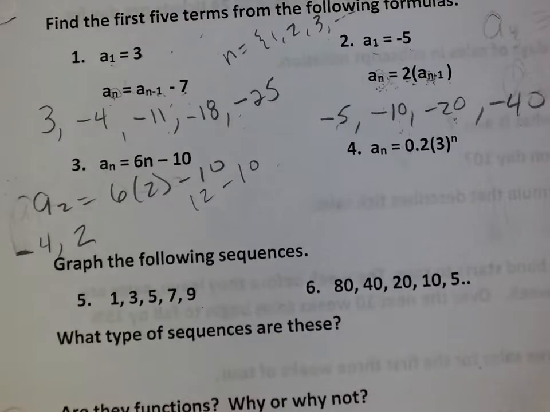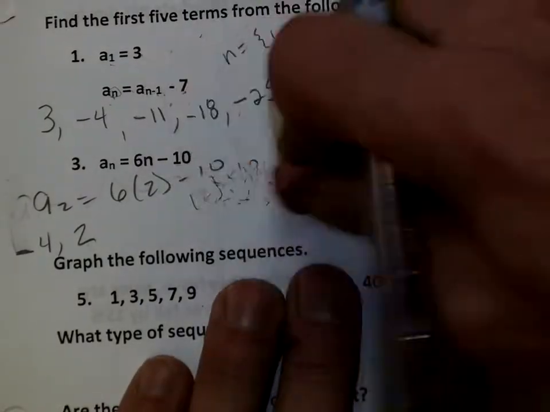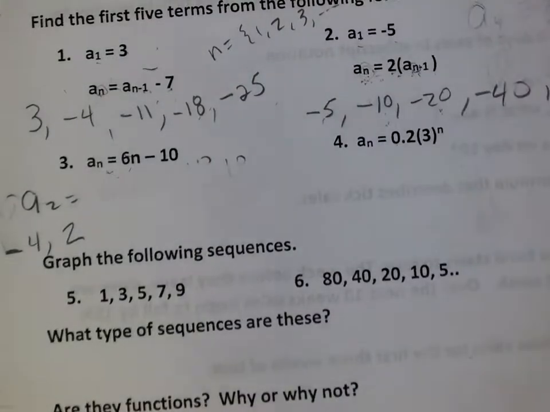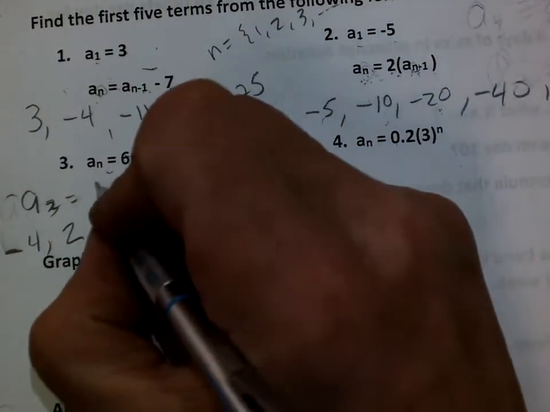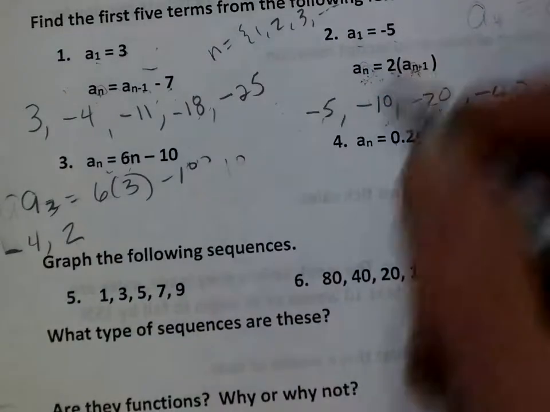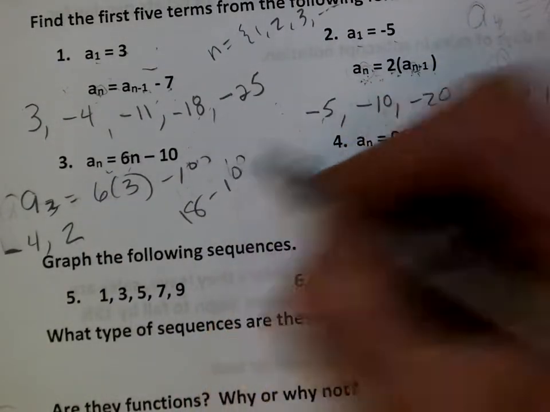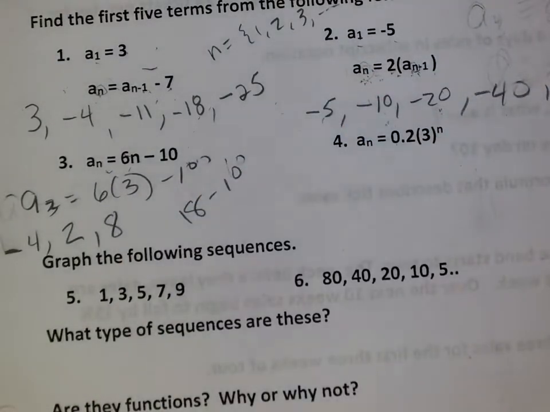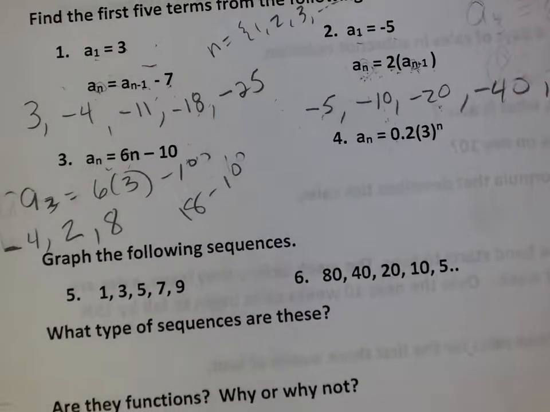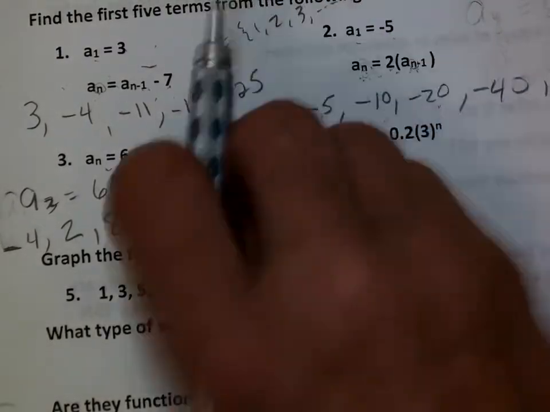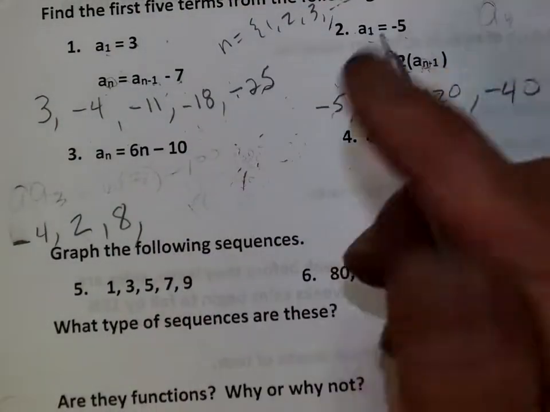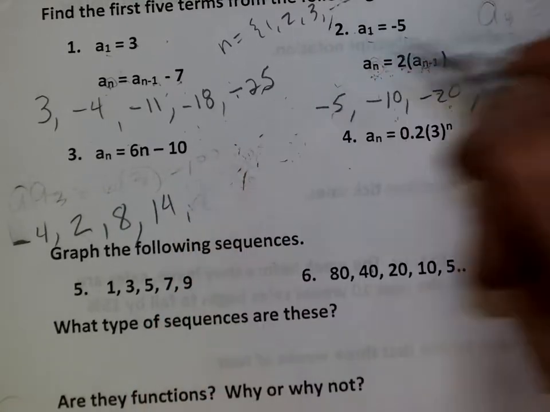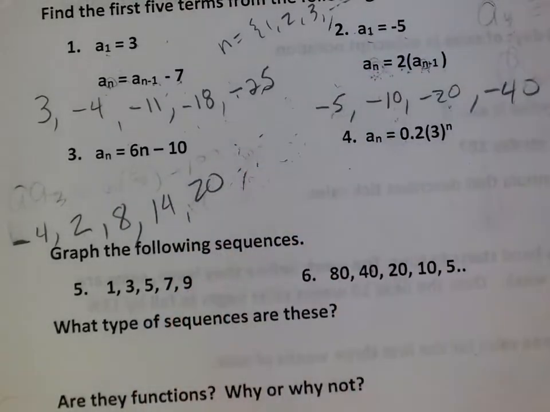Okay. So then I want to make the third term, right? So if I want to make the third term A3, I plug in 3. 6 times 3 minus 10, which is 18 minus 10, which is 8, okay? Do you see a pattern yet? Going up by what? 6, right? Going up by 6, right? So you see a pattern, right? So add 6, what's the next term? 14, and then 20, okay? All right, that's how it works.